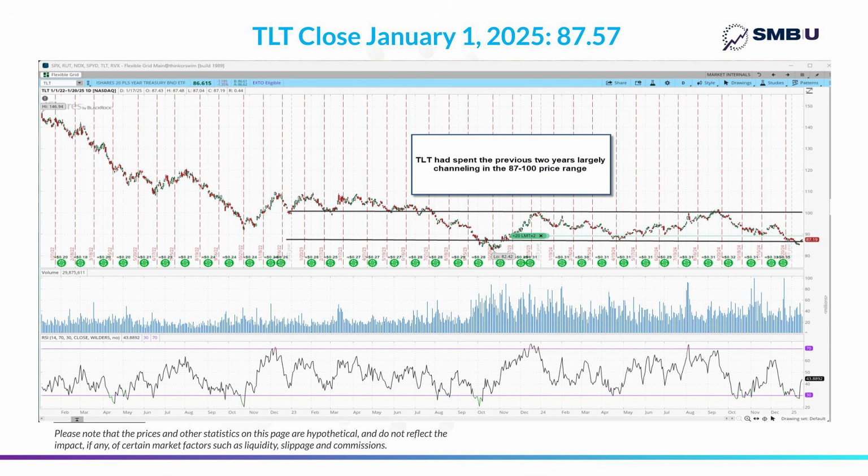we would have noticed that the index had actually been trading at a pretty tight range for the last few years, hitting as low as 82 and as high as 109, but spending most of its time in that 87 to 100 range for the previous 2 years, closing at 87.57 on the first trading day of January. And so we'd call this a pretty flat chart.